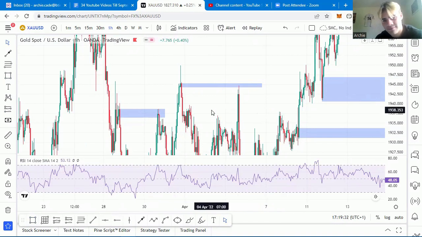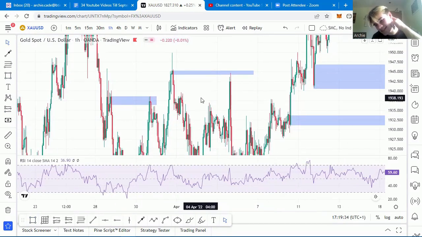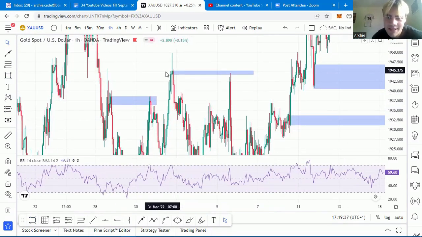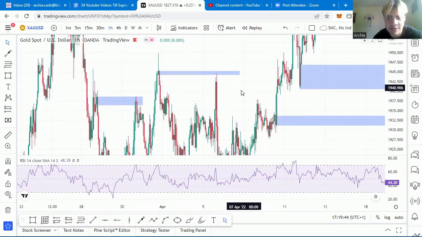Boom. There we go, everyone. There we go, ladies and gents. Imbalance drawn out. We're waiting from the 31st of March to the 5th of April, a fair few days waiting. We draw it out, and then boom, the next time the market enters this zone, we see a sell-off. We're nearly overbought.